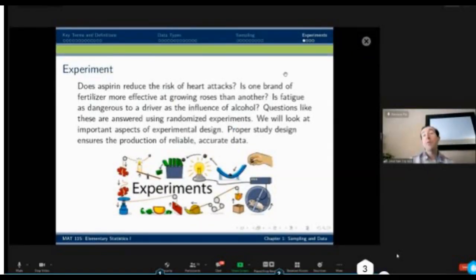So what is the purpose of an experiment? I might want to ask a question like, for instance, does aspirin reduce the risk of heart attacks? How could I deduce the answer to that? One way is to run an experiment.